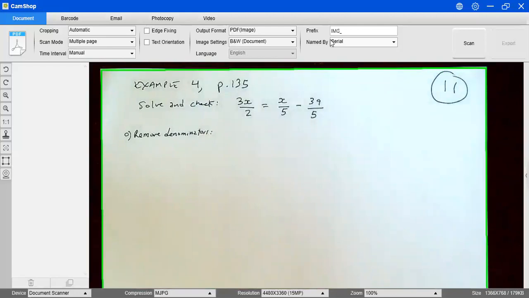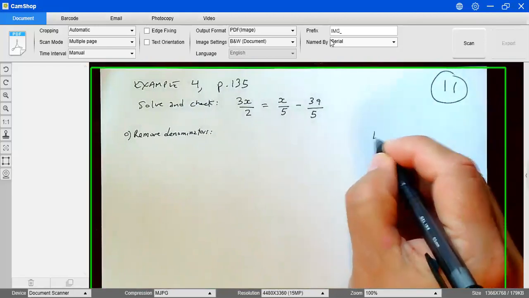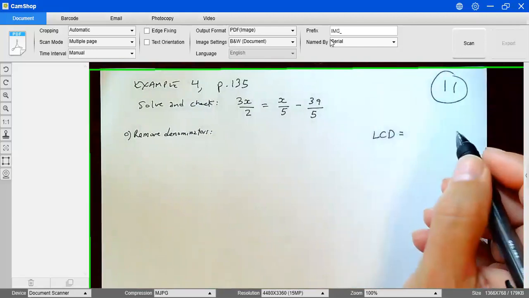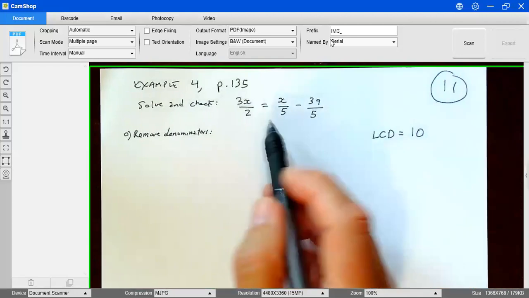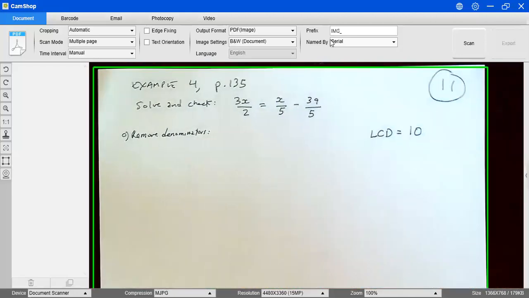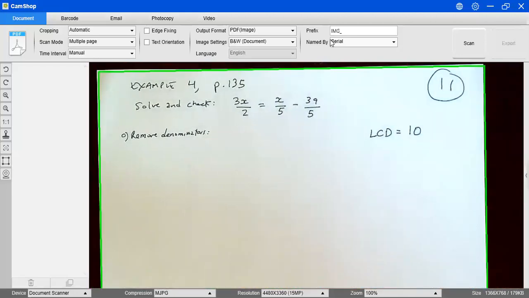We can remove one by one, or we can remove all of them at once. So if you want to remove all of them at once, you need to find the least common denominator. So the least common denominator here is going to be 10. It's just 2 times 5. So if you multiply by 5 both sides of the equation, you're going to get rid of all the denominators at once. But you can also do it one by one.